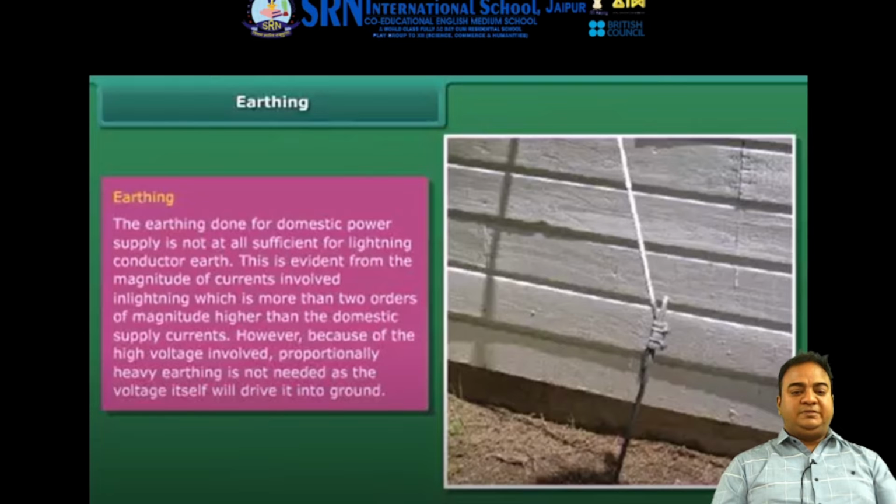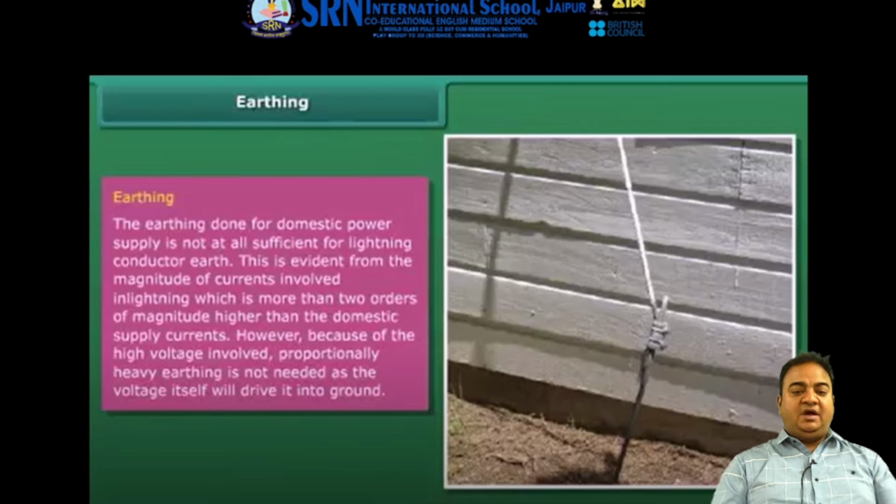It works on the principle of earthing. Now what is earthing? Let us see. The earthing done for domestic power supply is not at all sufficient for lightning conductors. This is evident from the magnitude of currents involved in lightning, which is more than 2 orders of magnitude higher than the domestic supply currents. However, because of the high voltage involved, proportionally having earthing is not needed as the voltage itself will drive it into the ground. What is earthing, dear learners?